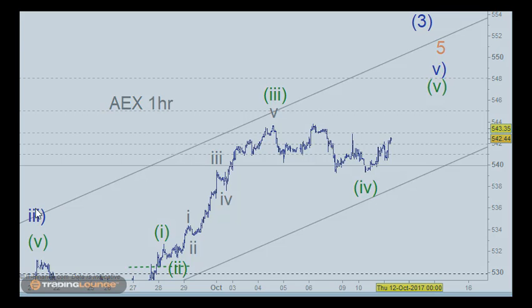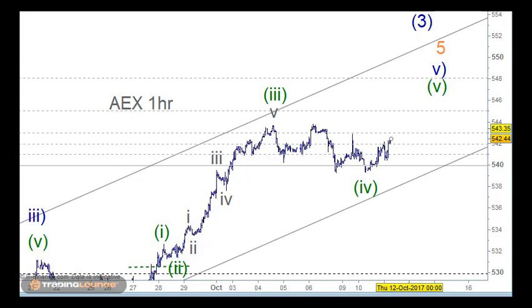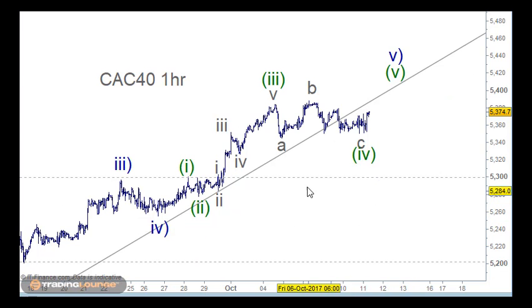I'll just save that and just have a look at France. It's the same as well. So we've got this A, B. We could call it a triangle, the C, D, and E here. There's a couple of ways to look at it, but the main point is that this should also move up now and take new highs out from here as well.